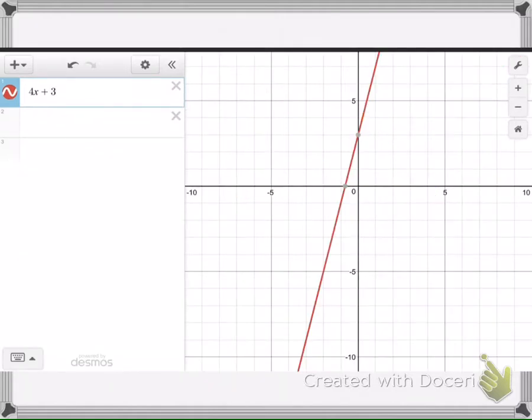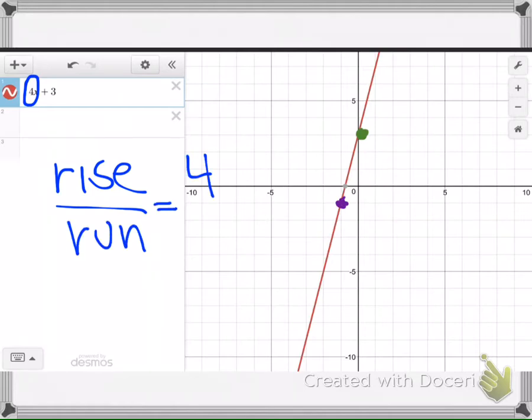Okay, here we have y equals 4x plus 3. So again, you could see it crosses at 3. If I pick 2 points like these two here, since the slope number here is 4, my rise over run, 4 divided by 1 is 4. So I'm going to rise 1, 2, 3, 4, and go over 1. Rise 4, go over 1, the whole way through.